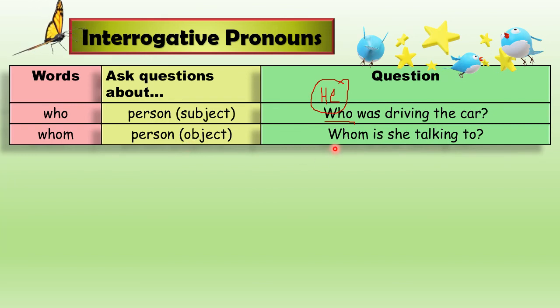Let's see here. Whom is she talking to? So what is whom here? It will be the object. How object? See, when we answer this question, whom is she talking to? We will be telling, she is talking to her. Yes, children.